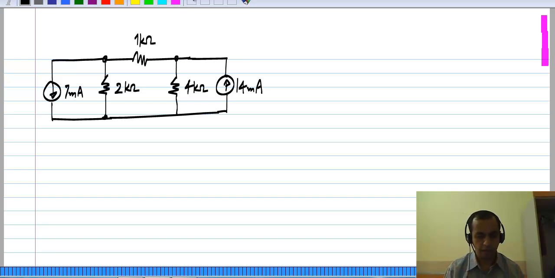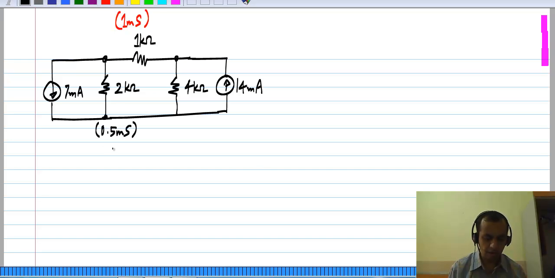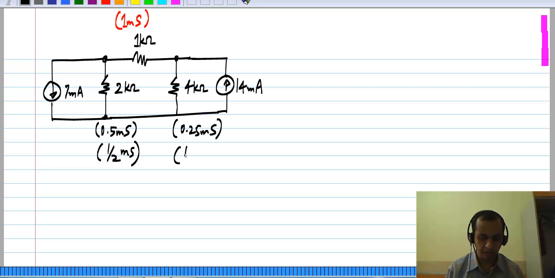So, first of all, for nodal analysis, it is more convenient to take the conductance values than resistance values. This 1 kilo ohm resistor corresponds to a conductance of 1 millisiemens. Okay. And this 2 kilo ohm resistor is half a millisiemen or 1 by 2 millisiemens. And this 4 kilo ohm is 0.25 millisiemens or 1/4 of a millisiemen.